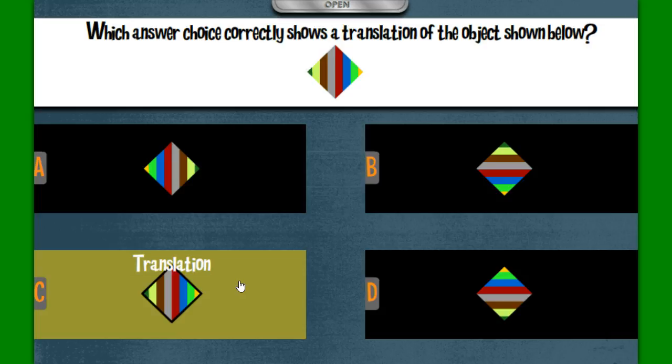Answer choice A shows a reflection. Answer choices B and D show a rotation. Let's keep moving forward. I've got some more problems for you to tackle.